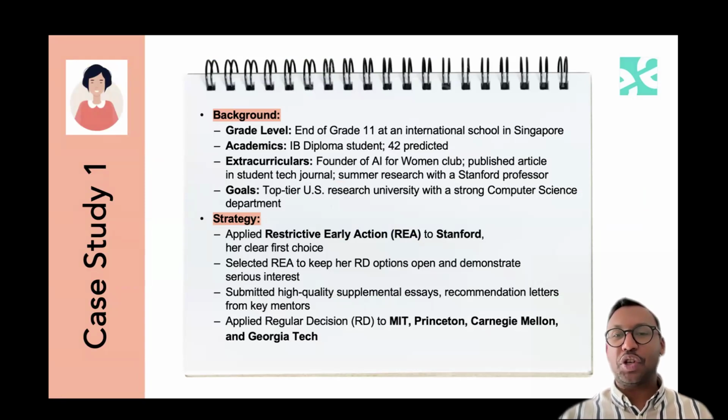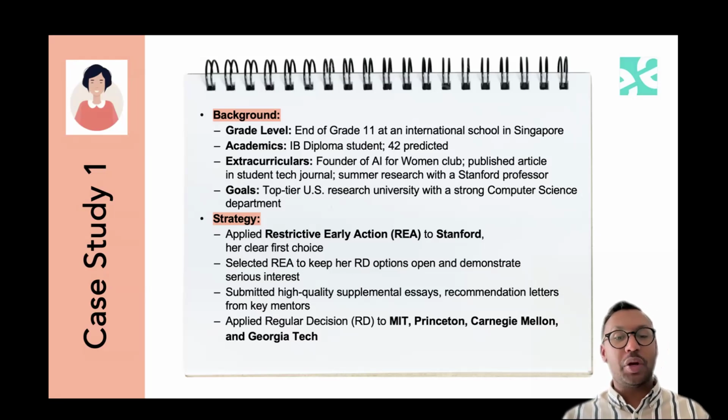So this is a student from an international school in Singapore. They are currently doing the IB diploma. They have a 42 predicted score. In addition to that, they are the founder of the AI for Women Club. They've published articles in Student Tech Journal. They've also done summer research with a Stanford professor.